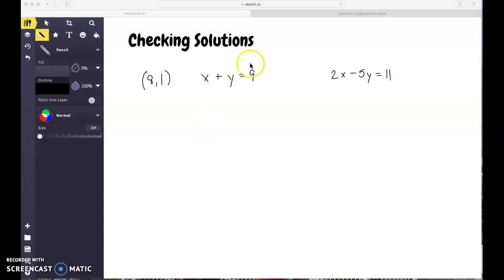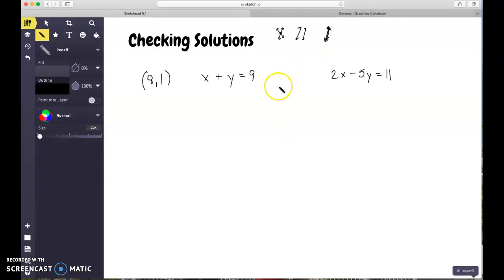Our three types of solutions: we have intersecting lines that have one solution. We have parallel lines that have zero solutions. And we also have coincident lines, which is really just two lines overlapping, so they have infinitely many solutions.